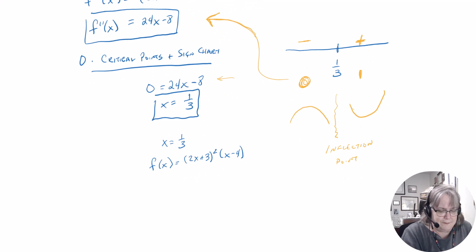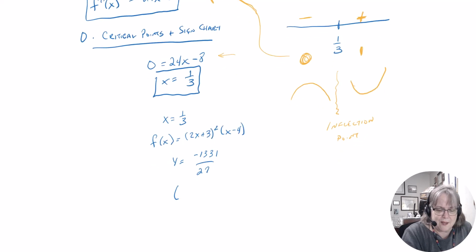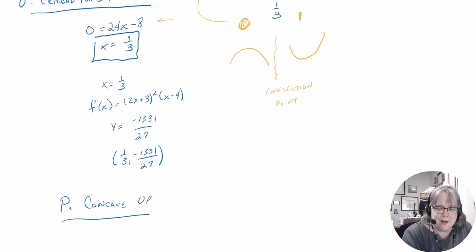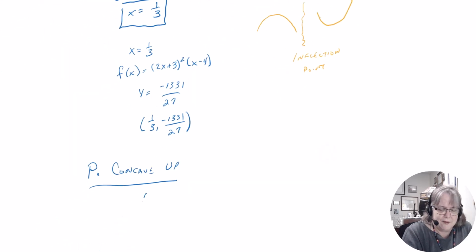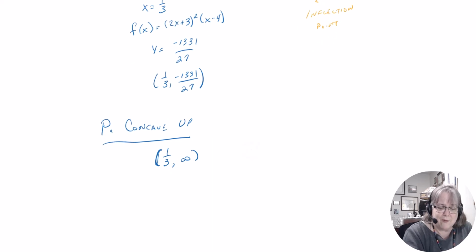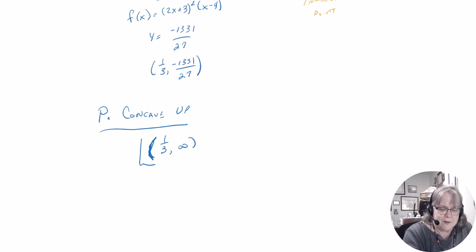And when you do this, excuse me, you get y is equal to negative 1331 over 27. So the inflection point is actually 1/3, negative 1331 over 27, but we're going to answer it when it's asked for because we're just following the little chart they set up. So where is this concave up? It is concave up to the right of 1/3. So it's 1/3 to infinity. And you use a little round curve as opposed to the squared off ones because at that point it's neither concave up nor down. It's switching. So that's where it's concave up.